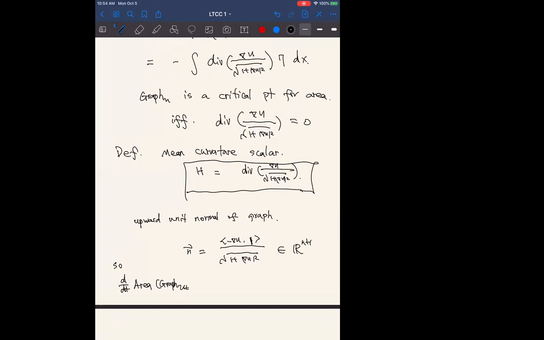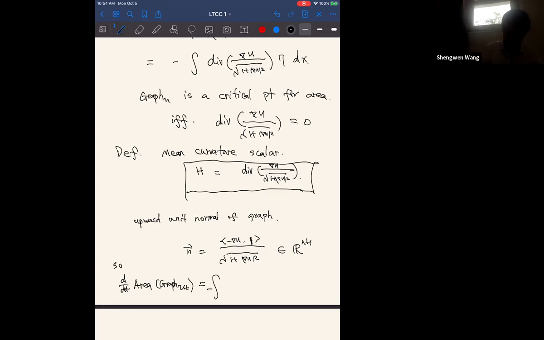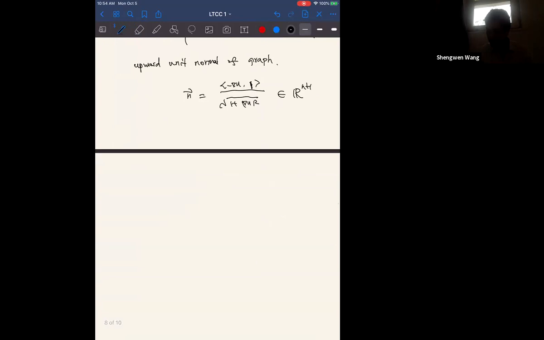And now you can rewrite. So this is going to be, again, negative, and you multiply by this upward unit normal here. Divergence of grad u over square root of 1 plus grad u squared. Let me write it on another page, perhaps that's better. All right. Well, this is the upward unit normal.